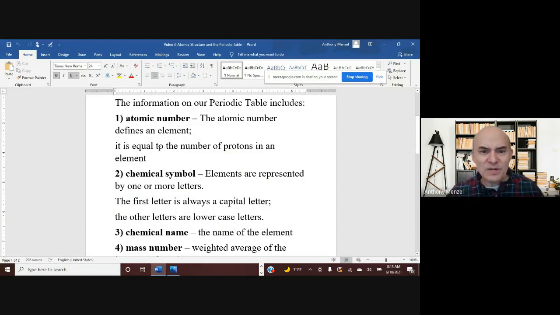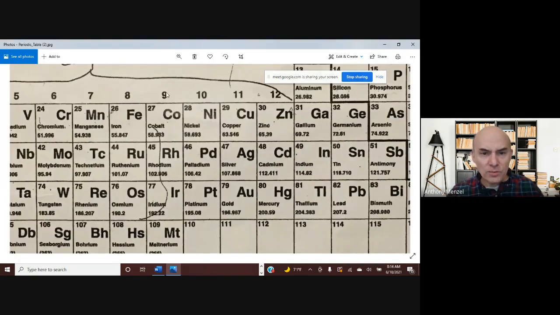Now, the atomic number defines the element. Like we said in the last video, the number of protons for a given element, for all the atoms of that element, is the same, always. So this number, this atomic number, is equal to the number of protons in an element. So here we see for cobalt, cobalt has an atomic number of 27, which means it has 27 protons. Every atom of cobalt has 27 protons.